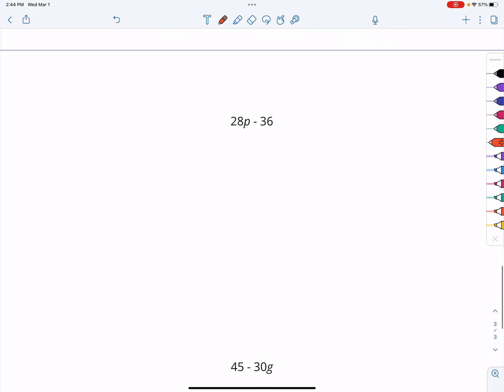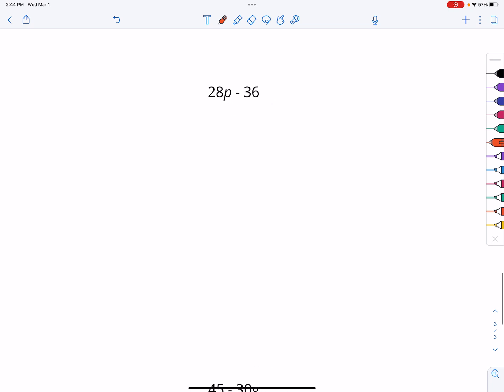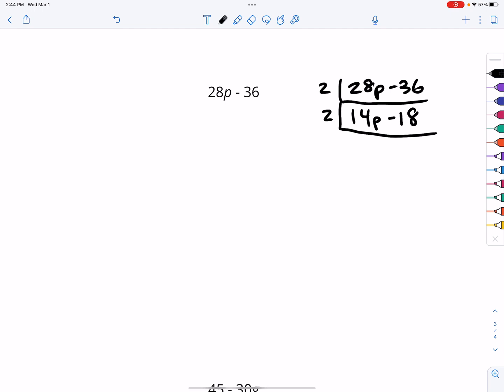Let's do another one. This one involves subtraction. For here, you know what? I will use the double ladder again, and we'll check and see how that goes. So 28p minus 36. I know they're both even, so I can pull out a 2. So I'm left with 14p minus 18. They're even again, so I'm going to divide by 2. So I have 7p minus 9. 7 is prime, 9 is only divisible by 3, so that is it. That is all I can do.